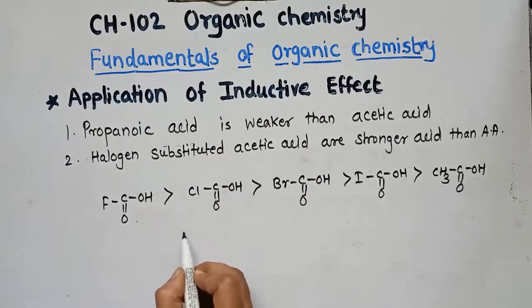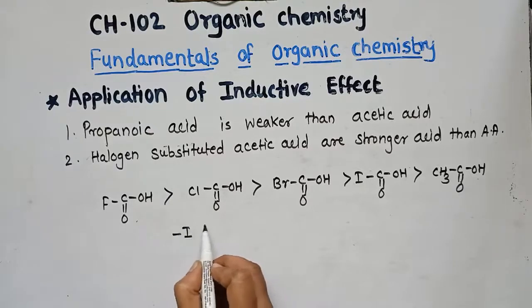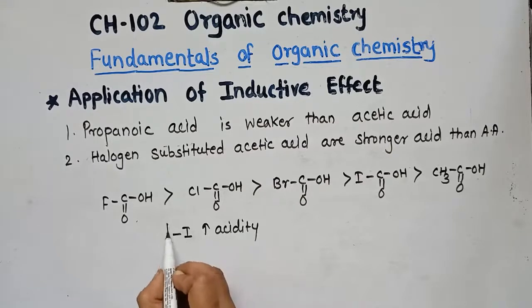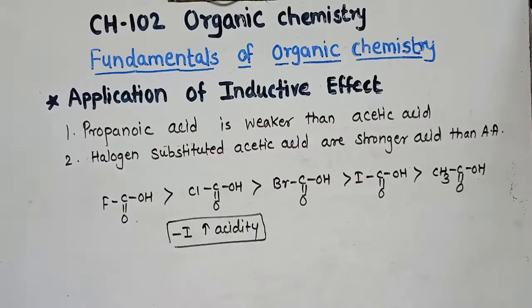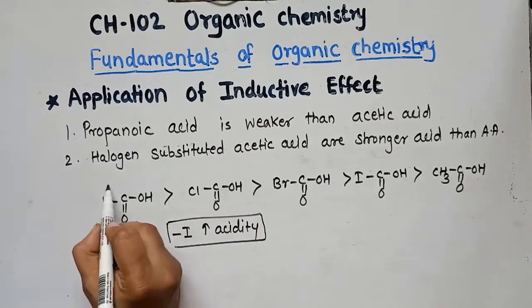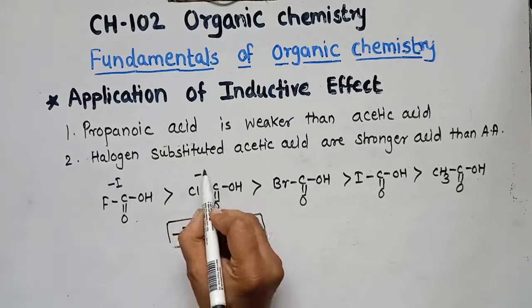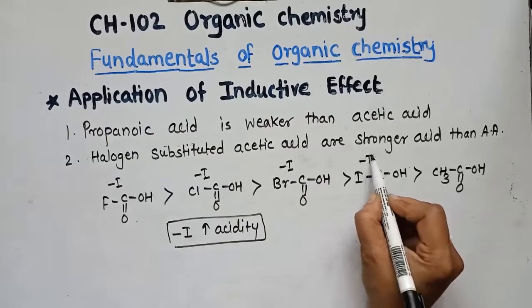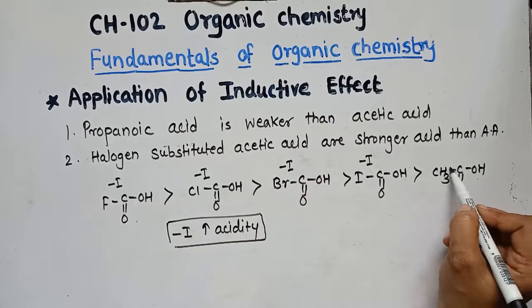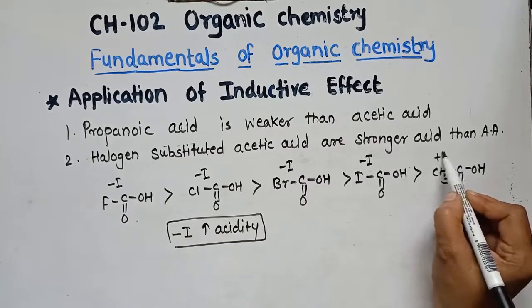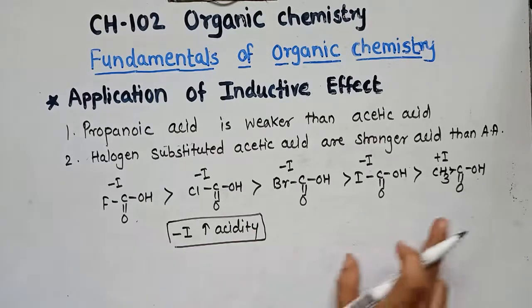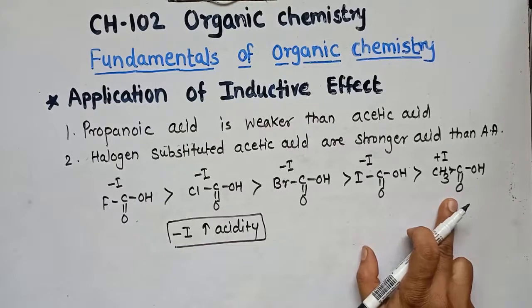We know that the minus I effect increases the acidity. What I am saying here, the minus I effect increases the acidity. So in this case, fluorine shows the minus I effect. Chlorine also shows the minus I effect. Bromine also shows the minus I effect. Iodine also shows the minus I effect. But this CH3 shows the plus I effect. So the plus I effect decreases the acidity. Hence it is a weaker acid.